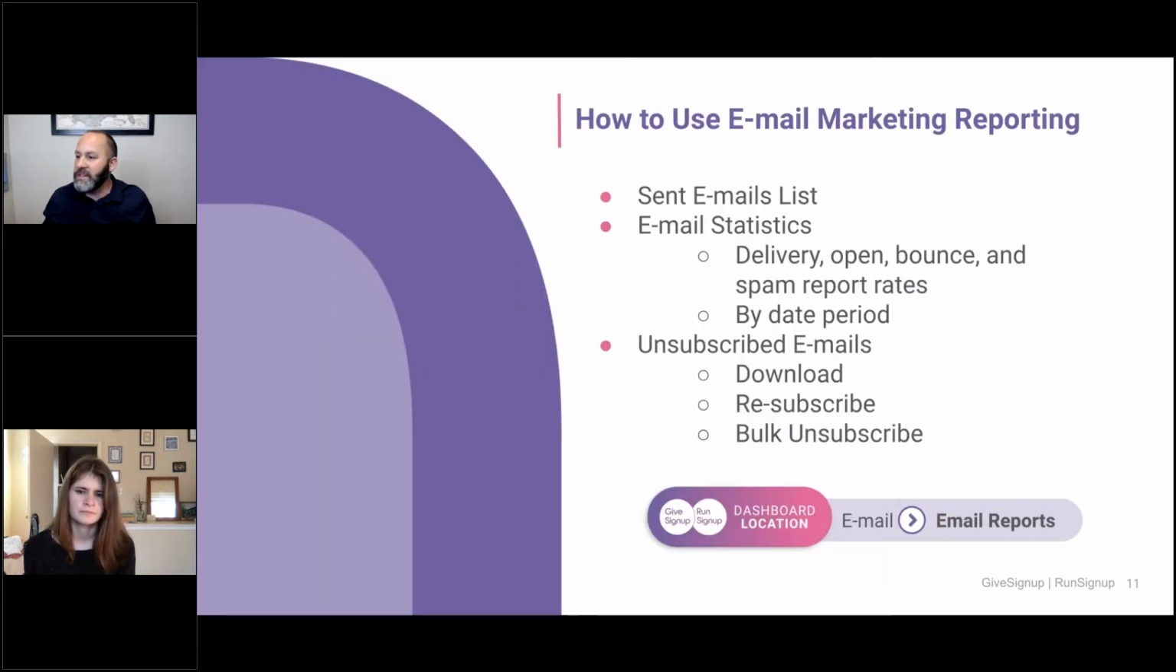And then this next slide, I'm just going to outline what Elizabeth's going to cover. We're going to check out that icon at the bottom. That's where you'll find this in your dashboard, by going to email and then email reports. We'll talk about the sent emails list, so you can see everything you have sent or scheduled to send, because there's an important thing you can do there after you've scheduled it. And then we'll talk through the email statistics and the different charts that we offer.